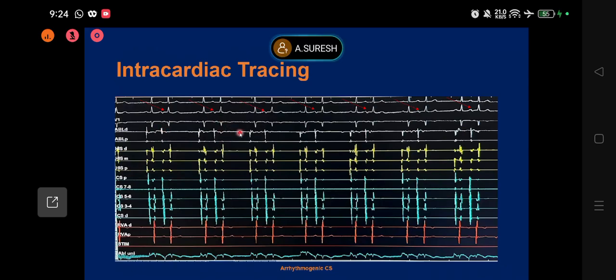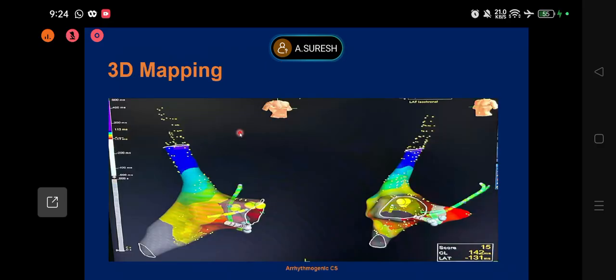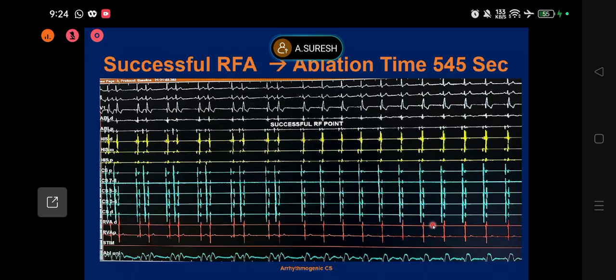So this patient, as he was symptomatic, we had taken him up, and then we did the ablation at the same part because we knew he had a CS pouch and ablation had been done here. During ablation, you can see this was the successful RF point, and then during ablation, all the APCs were terminated and the patient was in sinus rhythm.